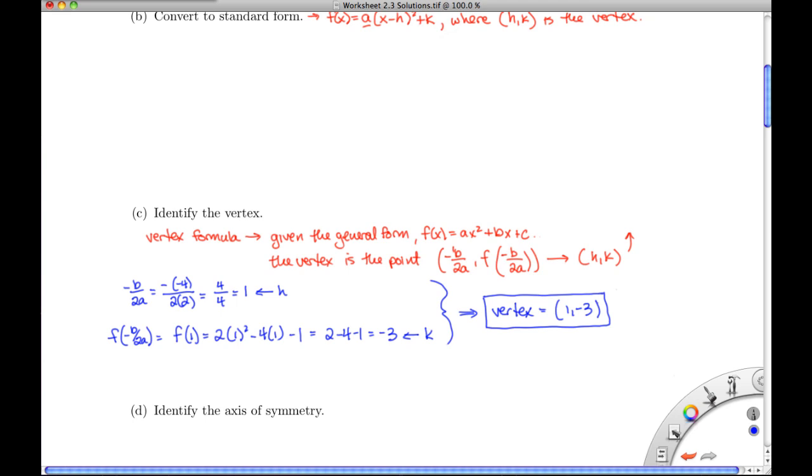Now, there are other ways to find the vertex. You could actually use completing the square to put it in standard form first, and then get the vertex from there.